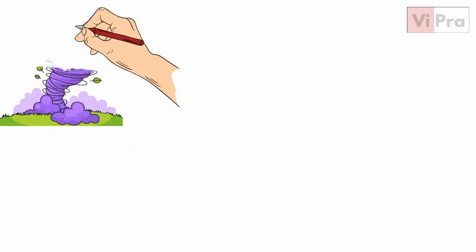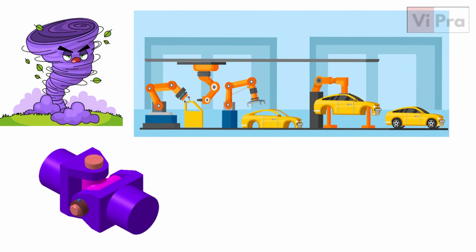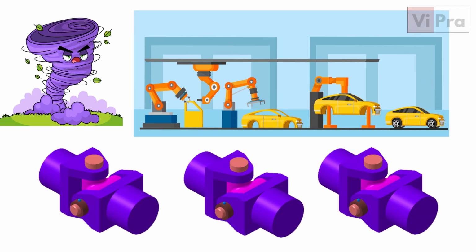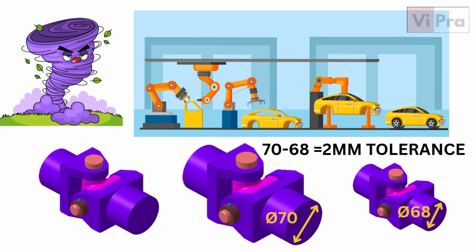Here is the twist. No machine in the world is capable of manufacturing a part with the same size and shape every time. There exists variation in the machine, so in the part size. Being a design engineer, one must consider this variation of dimension in the design. This variation of size is called tolerance.